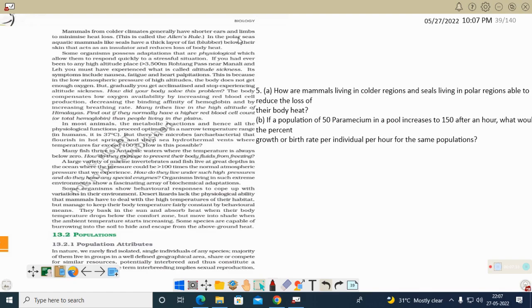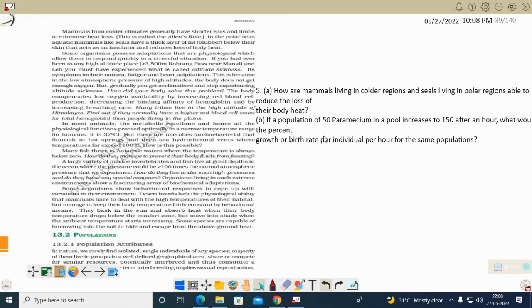In the polar seas, aquatic mammals like seals have a thick layer of fat, or blubber, below their skin that acts as an insulator and reduces the loss of body heat. So this is the way we can answer the question. Mammals in the polar region or cold climate have shorter ears and limbs, that is Allen's rule. And mammals like seals, present in the aquatic habitat, have a thick fat blubber below their skin that acts as an insulator and reduces heat loss from the body.